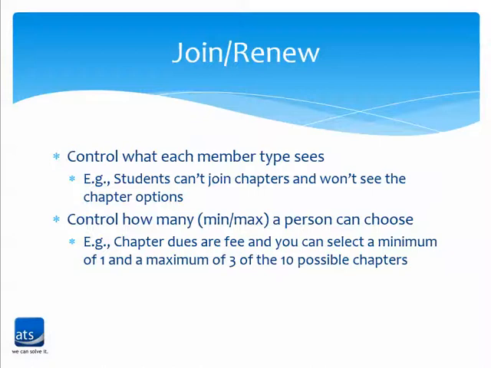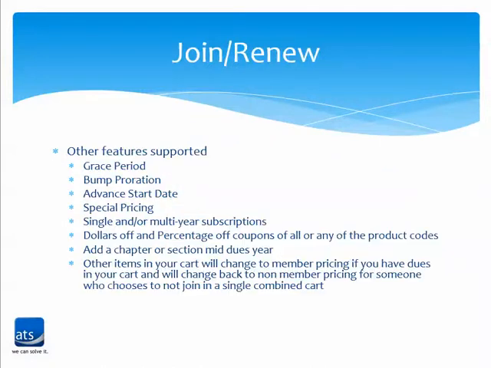You can control what each member type sees and what category, based on the member type or category. So maybe students, again, can't join chapters, so they won't even see those chapter options. You can also control a min and max that a person can choose. For example, you might have a rule that you must pick one chapter and you can pick no more than one. Or you might have it where you can pick one chapter and you can pick no more than 3. So you have options like that with the minimum and maximum that you can set to really control. And you can do that per member type, per category.